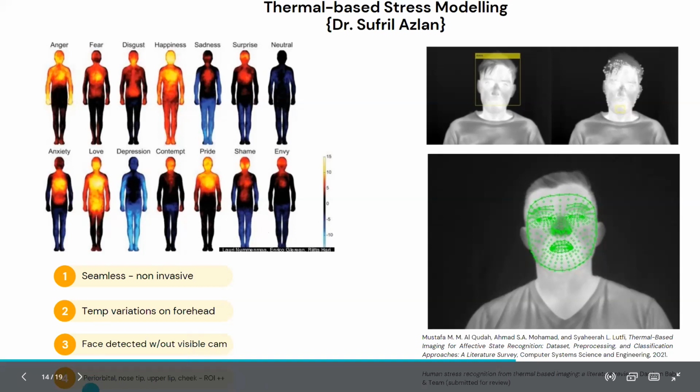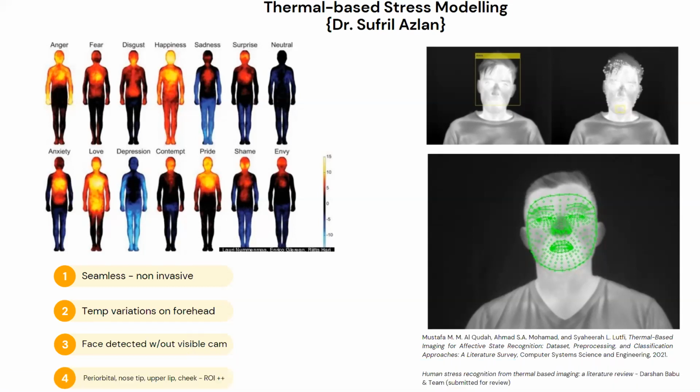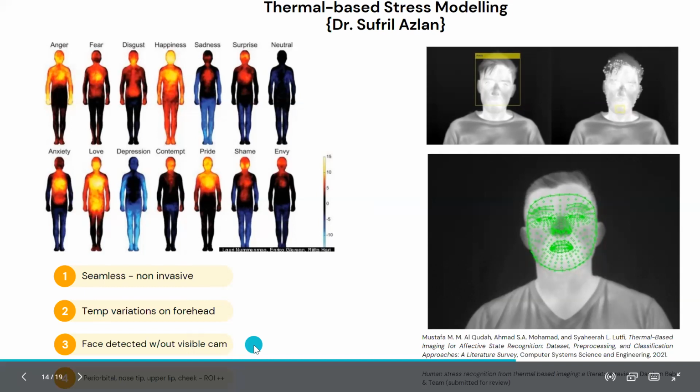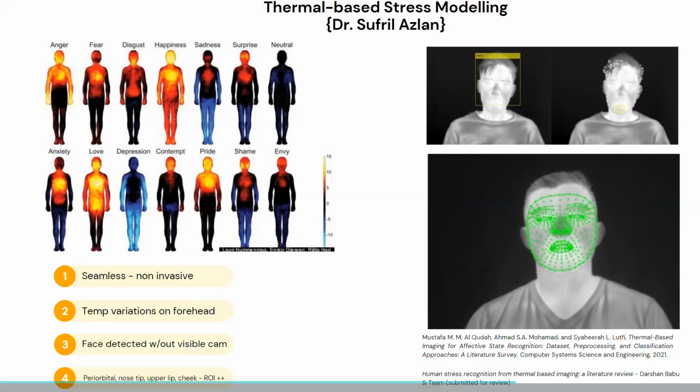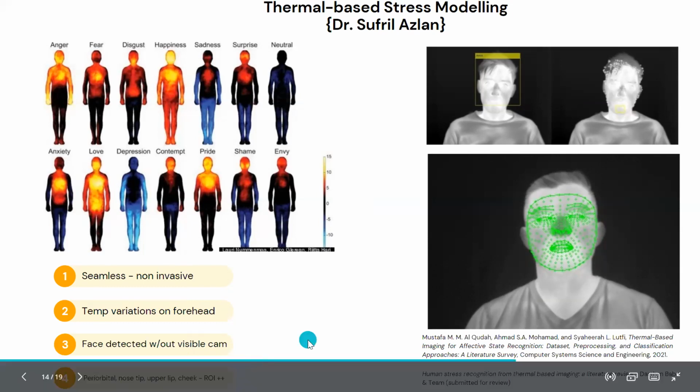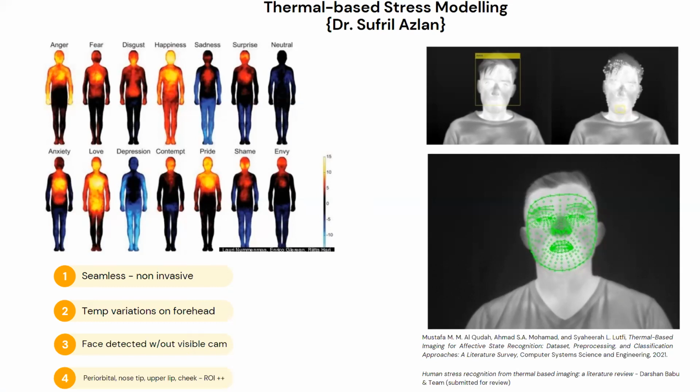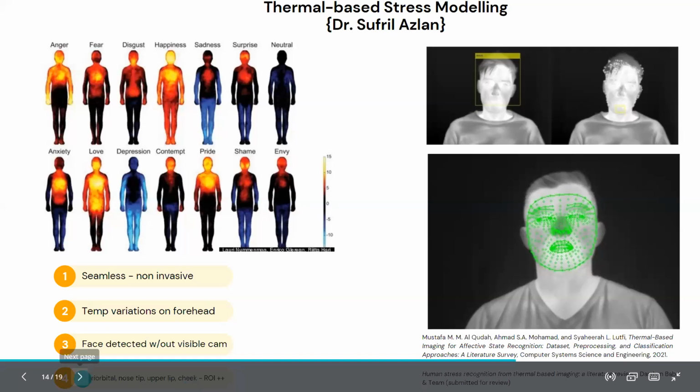And lastly, there are certain regions in the face, like the periorbital area, which is around the area of your eye. When you have puffy eyes, that is known as the periorbital area, the nose tip, upper lip, and also the cheeks. So these are the most interesting regions of interest to detect thermal for emotion modeling. Well, we are working on stress modeling for now, not other emotions.